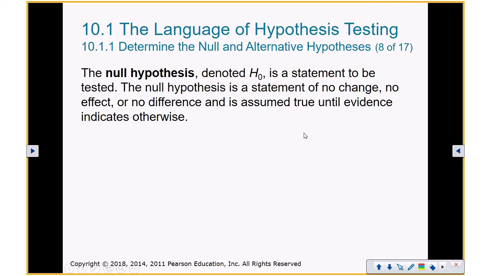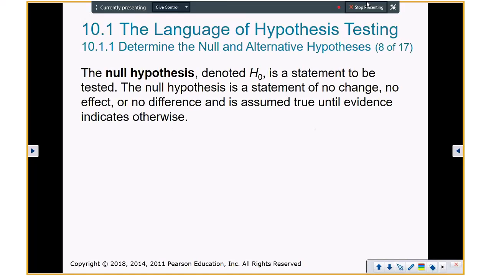Okay. What is the null hypothesis? The null hypothesis is what is stated in the question. Write that down. It will be stated in the question. H of O is a statement to be tested. The null hypothesis is a statement of no change, no effect, or no difference, and is assumed true until evidence indicates otherwise.